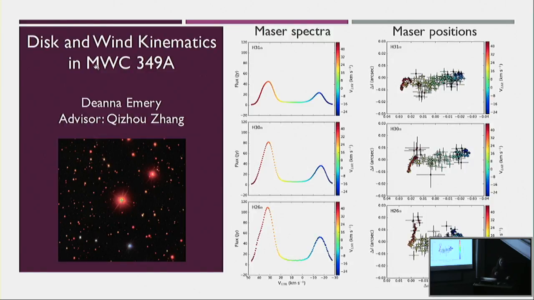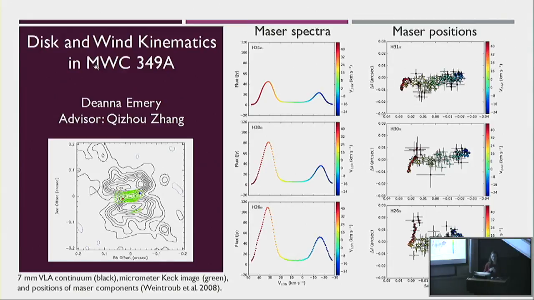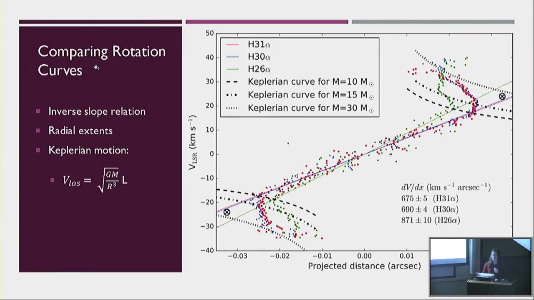But unfortunately, spectra of jets and outflows are broad, and so this makes them hard to study. In our case, we're fortunate to have the strong maser emission. And so this allows us, using SMA data, to get high-resolution data, and using centroid fitting, we can get position plots for the masers from the 31, 30, and 26 alpha transitions. And if we create a rotation curve from this position data, we get a linear feature, which is consistent with Keplerian motion.